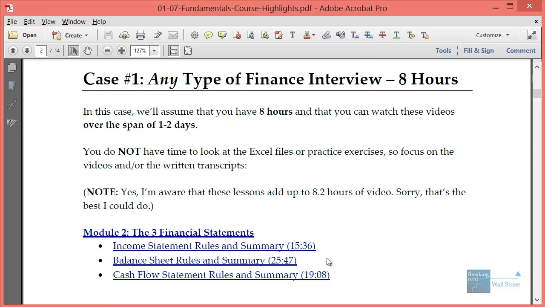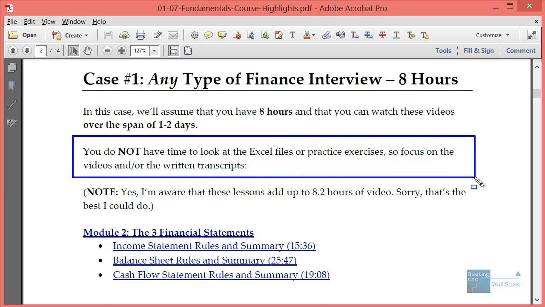At this level, you really do not have time to complete the Excel files or the practice exercises. So we recommend only looking at the videos and only looking at the written transcripts. If, for example, you are literally on your way to the interview and you want to look at something on your phone or tablet to review in the meantime.